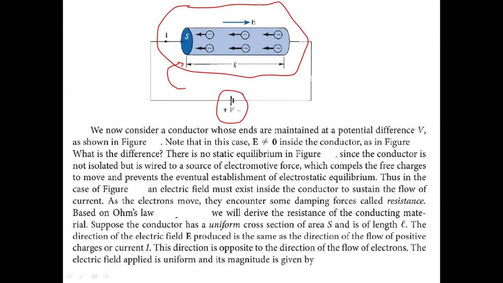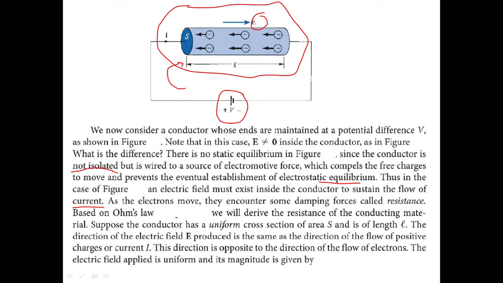So what is the difference? There is no static equilibrium in the figure, since the conductor is not isolated. As I told you, it is not isolated, but it is connected to the source. So there will always be movement of charges within the conductor. When there is movement of charges within the conductor, there will be some electric field E, which compels the free charges to move and prevents the eventual establishment of electrostatic equilibrium. So electrostatic equilibrium will not be there, right? Thus, in the case of the figure, an electric field must exist inside the conductor to sustain the flow of current.